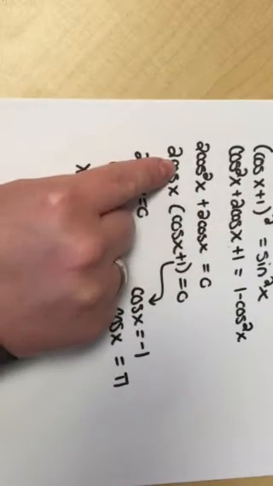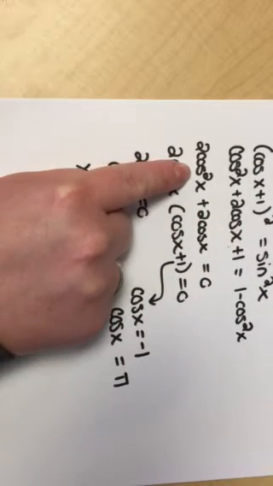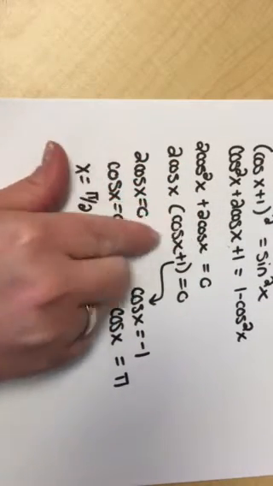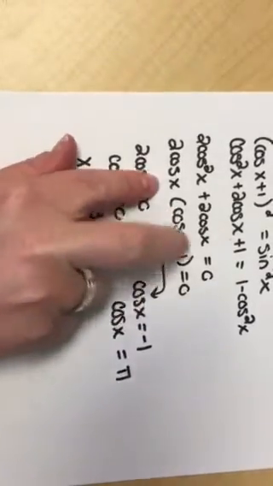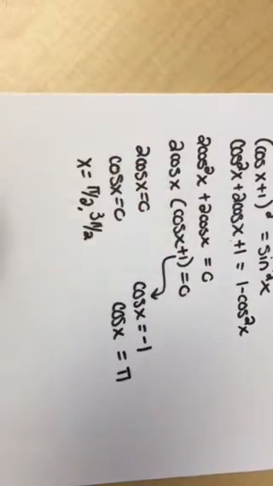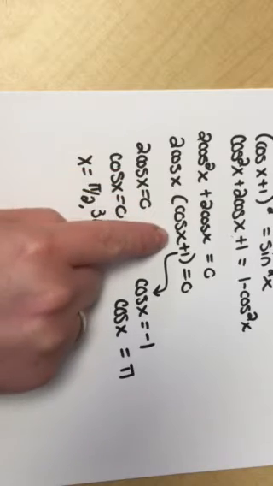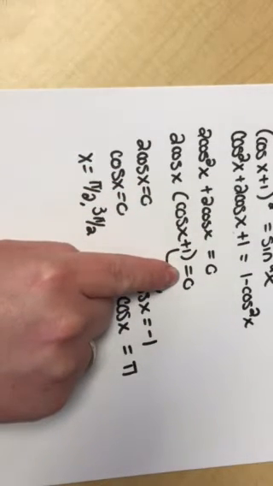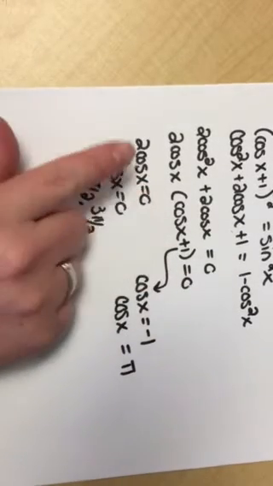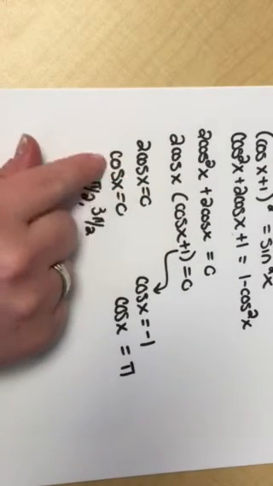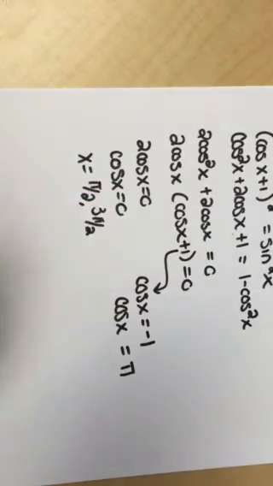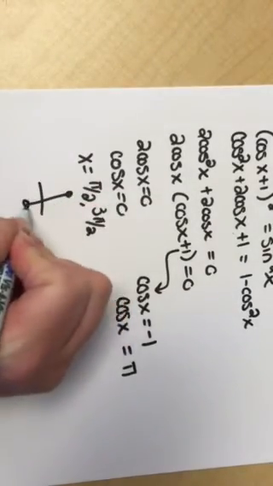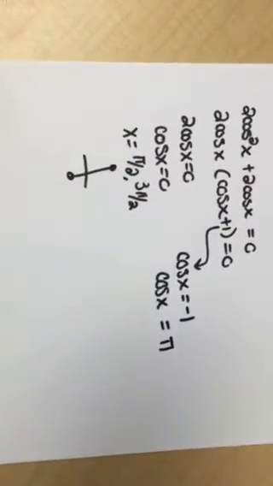Well, they both have a 2 cosine, so I pulled out a 2 cosine, and in the first term I'm left with cosine x, and in the next term I'm left with just a 1. 2 things multiplied equals 0 means both pieces equal 0. 2 cosine x equals 0, or cosine x is going to equal -1 because I subtracted the 1 over, making it a -1. 2 cosine x equals 0, divided by 2, cosine x equals 0. Cosine equals 0 up top and down below, so it's 0 at pi over 2 and 3 pi over 2.